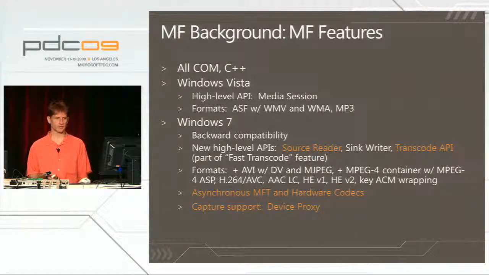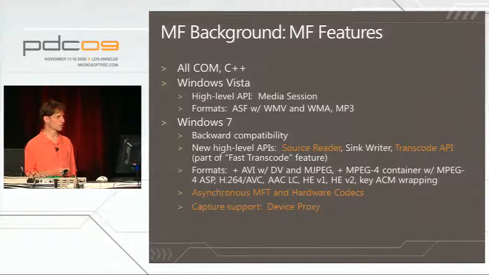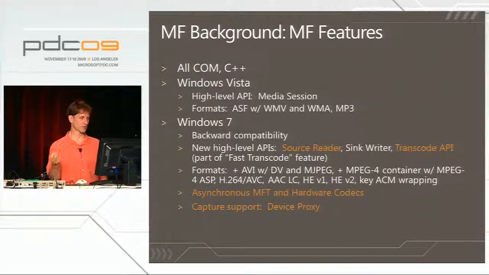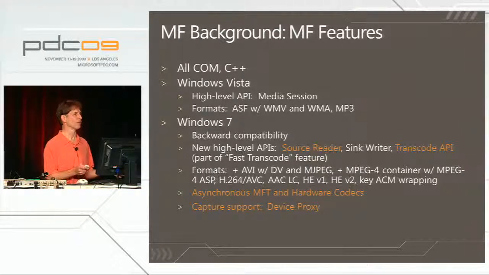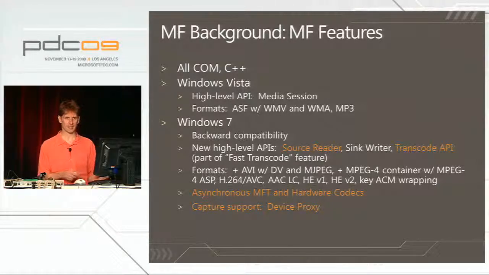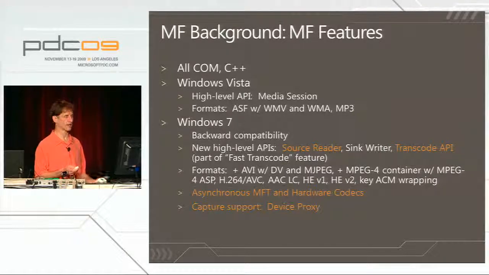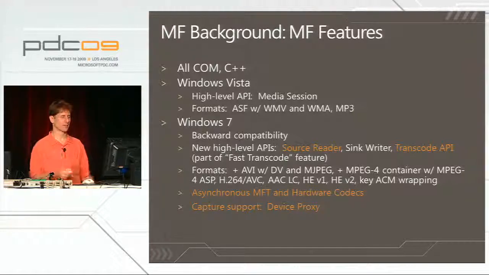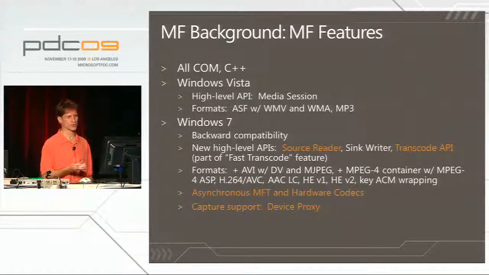Now, for Windows 7, we kept the backward compatibility, very important. But we also added some new APIs, and these highlighted ones I'm going to be getting into a little bit more. We have the source reader, symmetrically the sink writer. These are much like the ASF reader and writer of old of the format SDK. Very lightweight objects that you can get at the bits, you can put the bits. We have the transcode API. That API provides nice simple standardization of transcode functionality that IHVs can plug into. Now, additionally, of course, we have the format support.